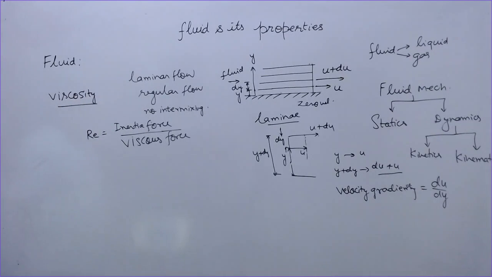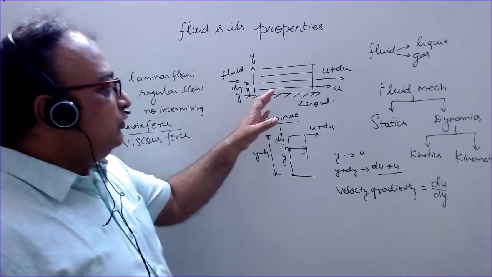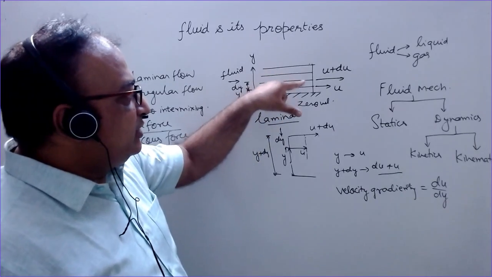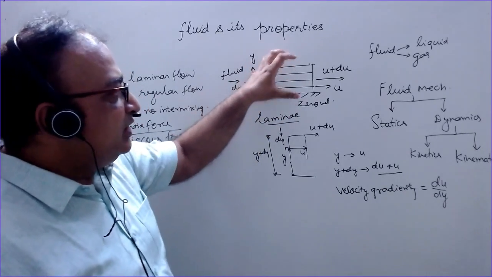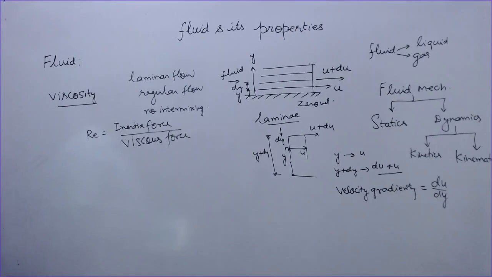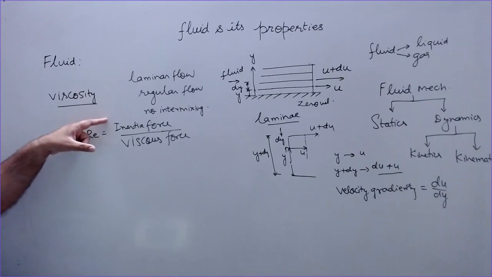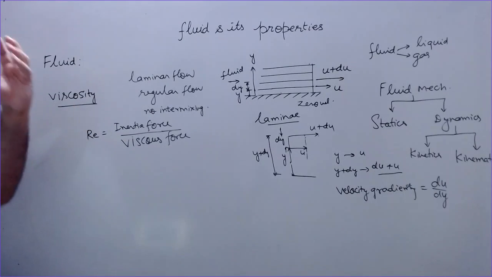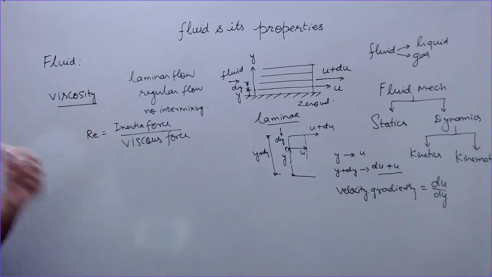And when inertia forces are dominant, that is when the viscosity of the fluid is low, the layers disappear and there is intermixing of the fluid particles across these layers. In that case this force is high, this force is low, so the Reynolds number increases, and that flow is called turbulent flow.